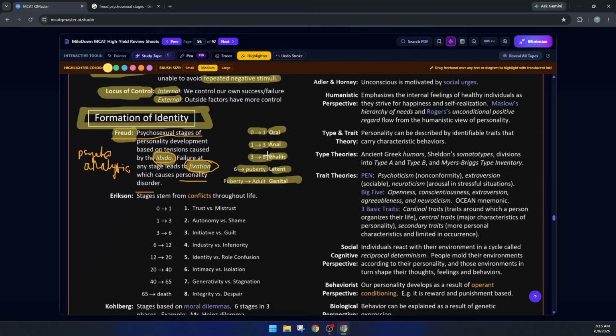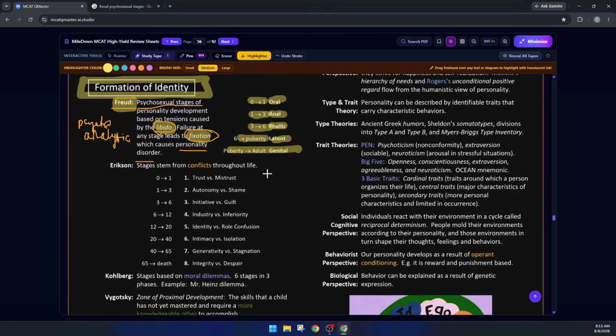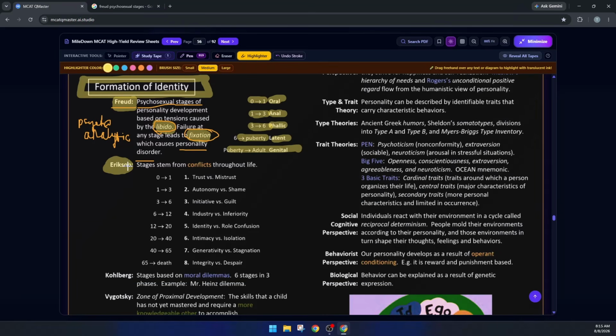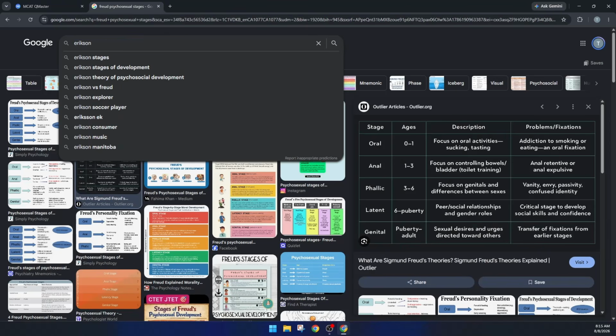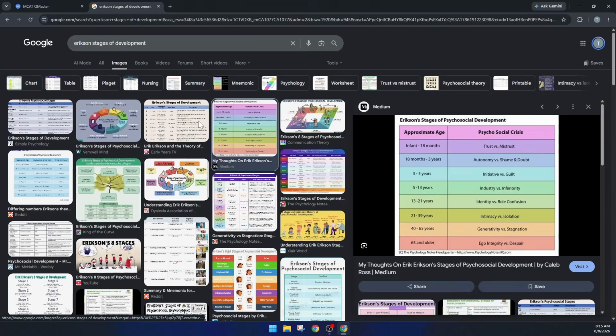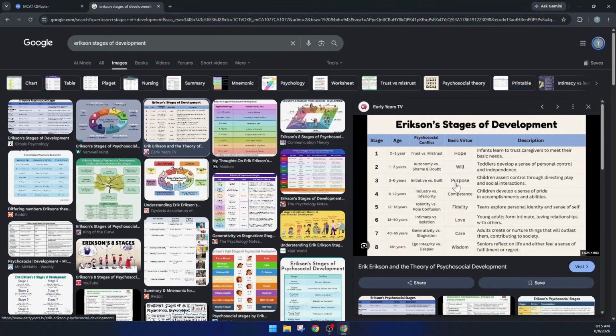More than memorize, you want to just understand a basic idea of what's happening between each stage, right? And then there is Erikson's theory. Erikson's theory, stages stem from conflicts throughout life. So these are the stages, and just type them in. And then this is a better kind of picture. So read through each stage, and their description of what's happening in each stage too.